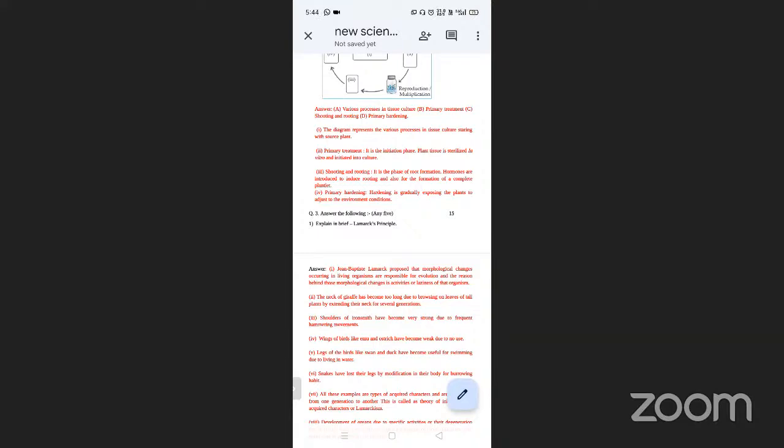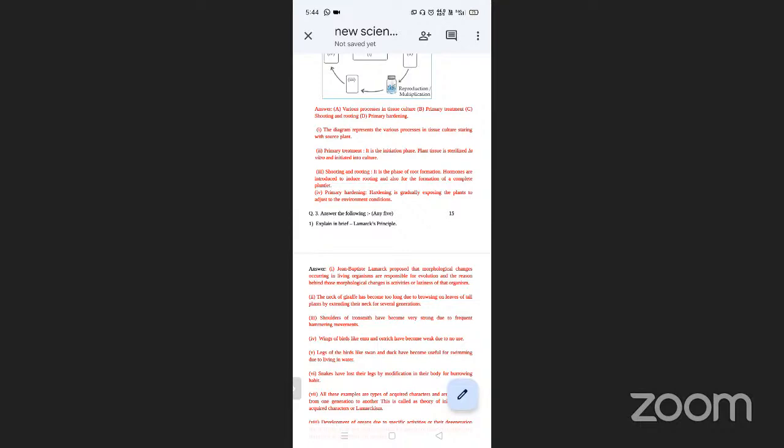Next, we will move to question number 3, that is, answer the following. Here you are supposed to attempt any 5. 8 questions are given to you and each question carries 3 marks. So you can select any 5 questions, whichever you feel easier. You can choose them, put the proper question number and write the answer. So let's see the first question.